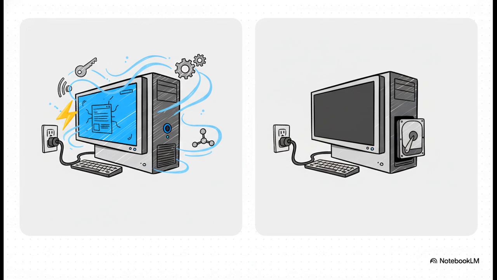A live computer is tricky because it holds all this incredibly volatile data in its RAM, its short-term memory. We're talking passwords, network connections, running programs. If you pull the plug, all of that is gone forever. A dead system is more stable, but just turning it on can also cause problems.